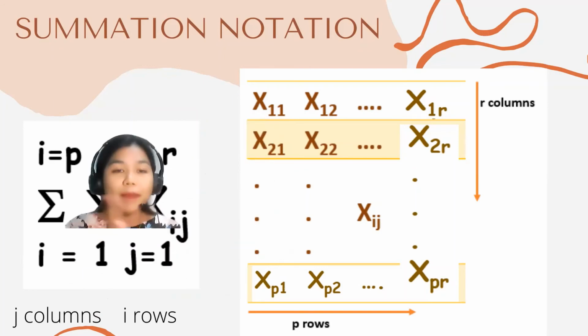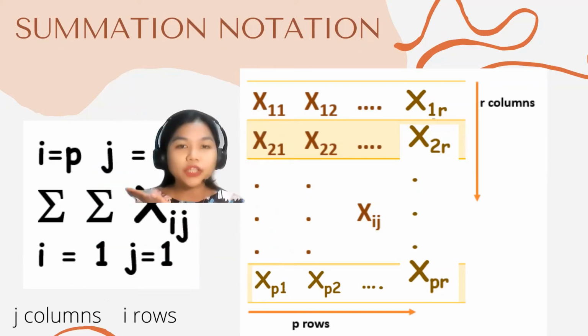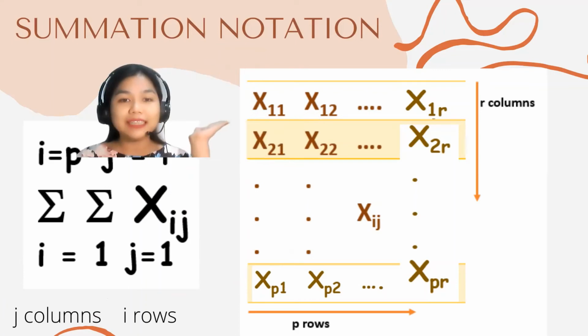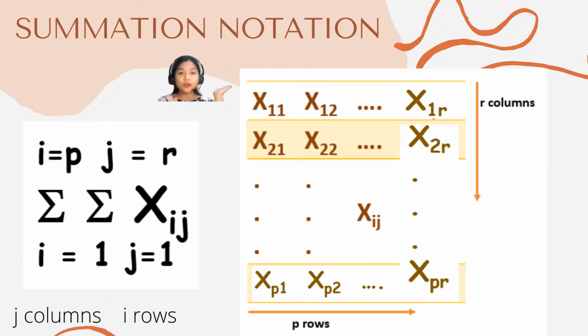So, para po ma-expand natin ang double summation na ito, ito po ang nangyayari sa kanya. Ang makikita natin pagka gumamit po tayo ng two-way table. So, we know na 1 to P ang rows. So, row 1, row 2, row 3, row 4, row 5, row P.